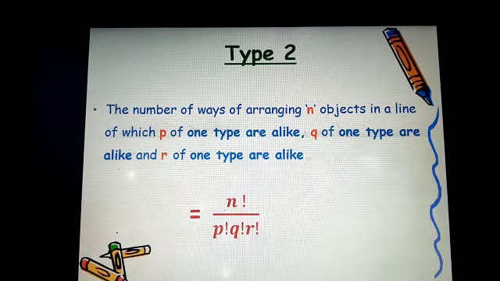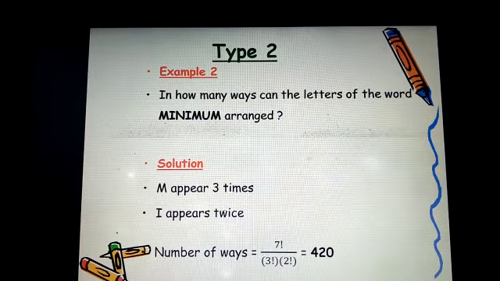Type 2. The number of ways of arranging n objects in a line, of which p of one type are alike, q of another type are alike, and r of another type are alike, equals n factorial over p factorial, q factorial, r factorial. An example is this. If you have MINIMUM to arrange, how many letters are there? 7. M appears 3 times, I appears twice. So that gives us 7 factorial over 3 factorial 2 factorial, which is 420.